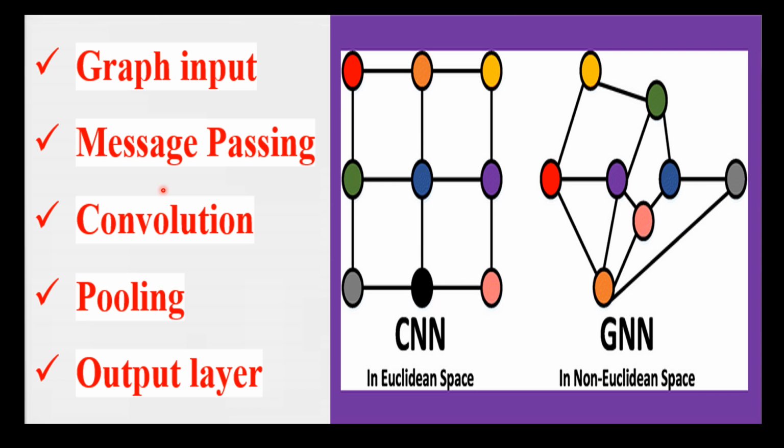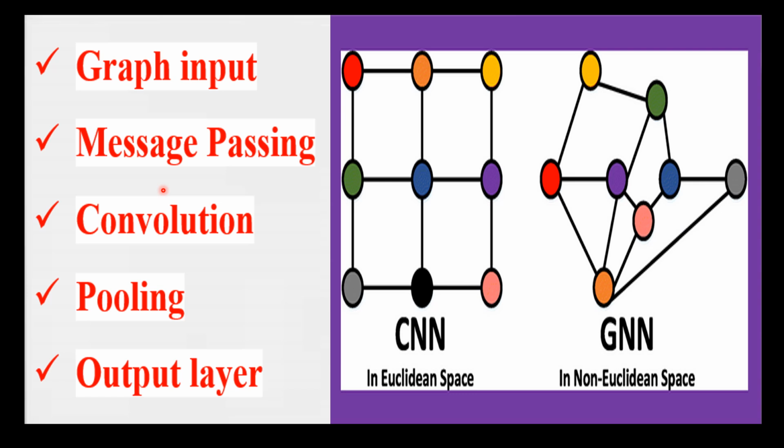Then comes pooling. After applying the convolution layers, the graph neural network performs a process called pooling. Here, the pooling reduces the size of the graph while preserving important features. For example, the graph neural network might keep the most influential players in the team based on their features.